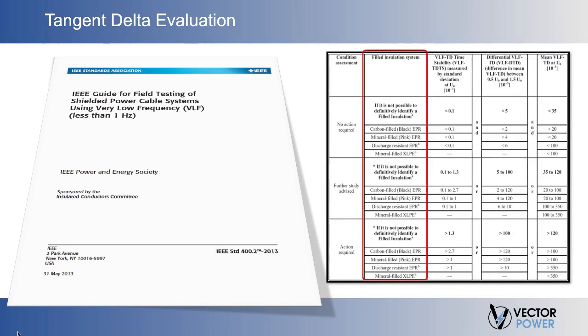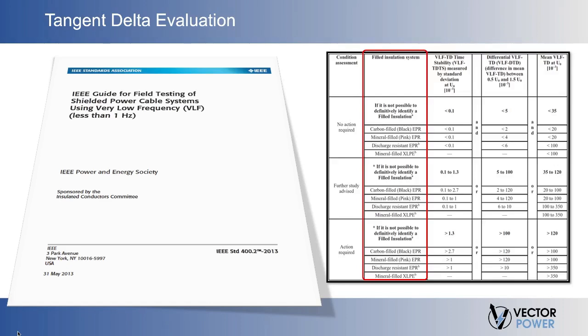Now, evaluating test results. When evaluating the test data, we need to first identify the type of insulation that we're testing. As we've already established, there is a difference in dielectric losses between cross-linked polyethylene, for example, and ethylene propylene rubber.